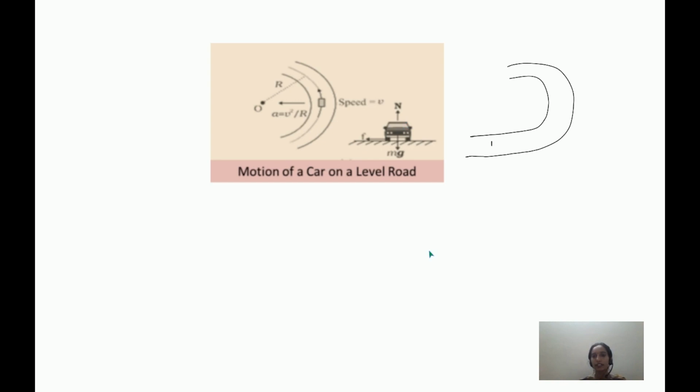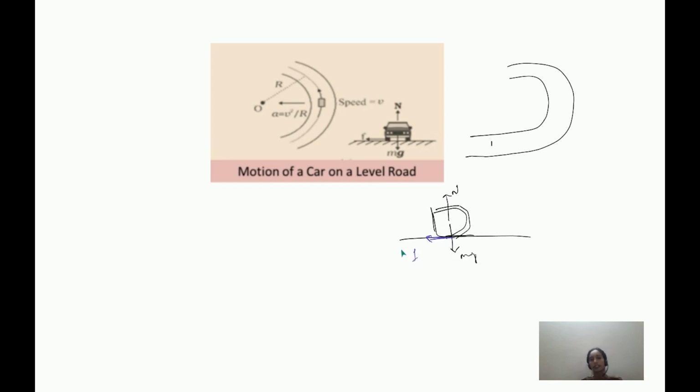Now, when you consider the motion of the vehicle, let us say this is just a level road and this is some vehicle. What are all the forces that we can see? We can see the weight, which is acting vertically downward. And obviously there will be a normal reaction acting upward, correct? And there will be the friction, which acts along the tangential direction, correct? Yes, there will be friction.